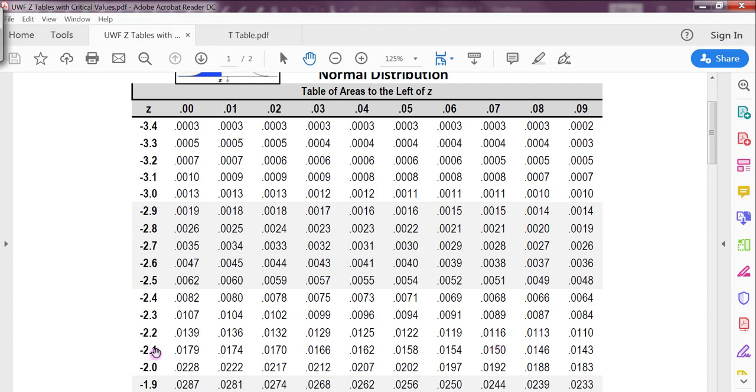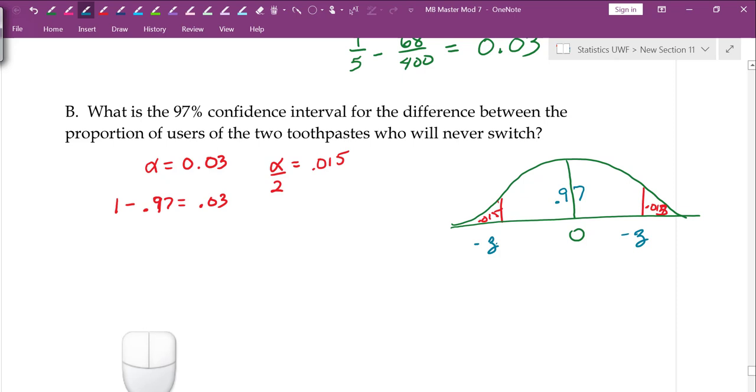So negative 2.17. So this is going to be equal to negative 2.17, and this one here then is going to be positive 2.17. Alrighty, so now I know that my z sub c is going to be equal to 2.17.